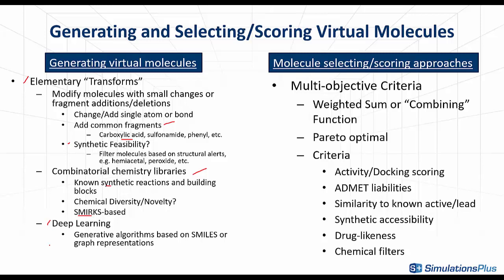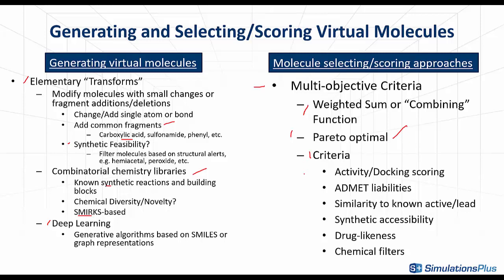And then more recently, deep learning algorithms that generate molecules based on the SMILES or graph representations. Now, once you've generated molecules, you need to score them. We mentioned multi-objective criteria, combining some of these into a weighted sum or combining function, selecting the Pareto optimal subset. And so this is what we use in our procedure.